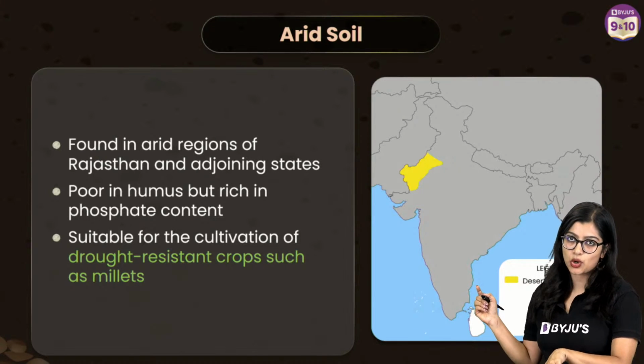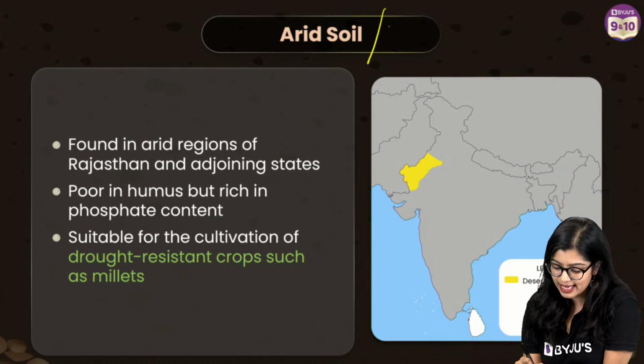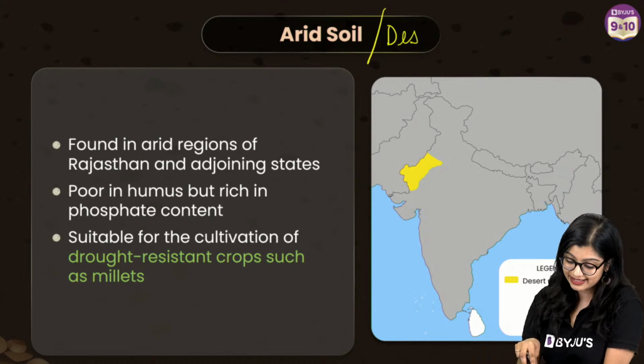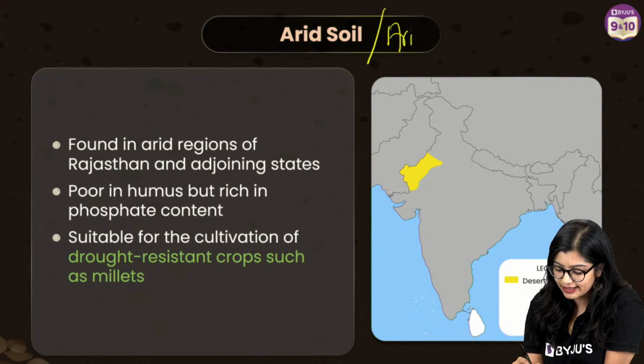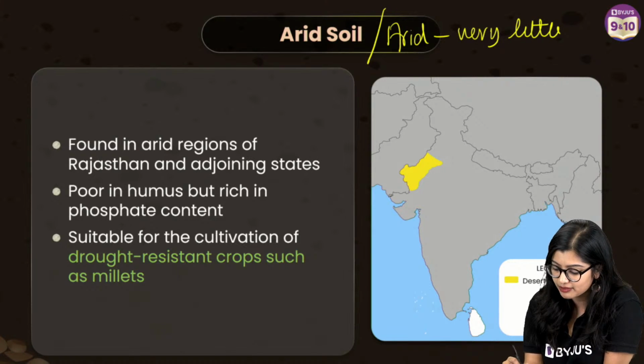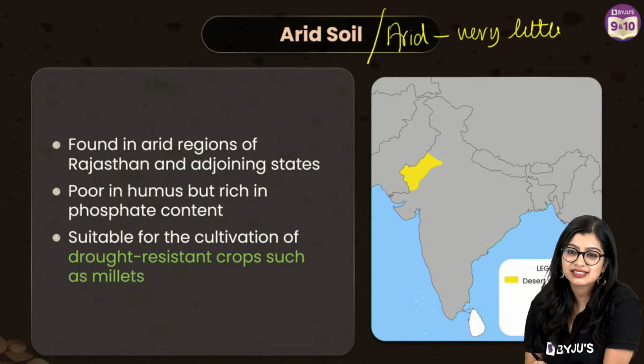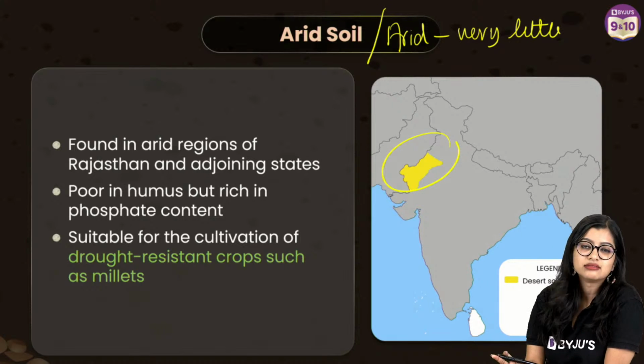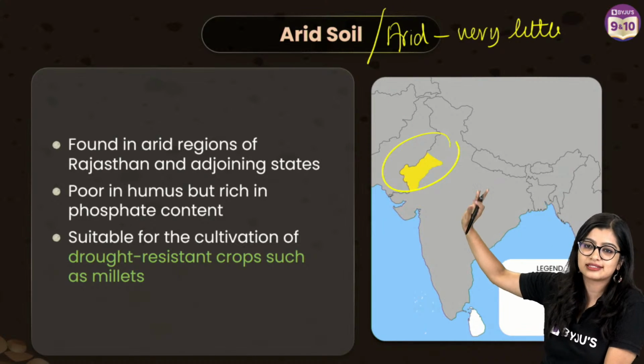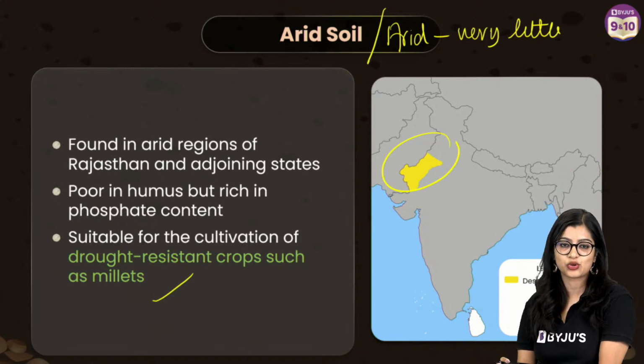Now we have arid soil. I will not call it desert soil, but we find it in arid regions where there is very little water. Now it's very simple, right? This is very, very easy. Remember Rajasthan. In one part of Rajasthan you will find arid soil, right?